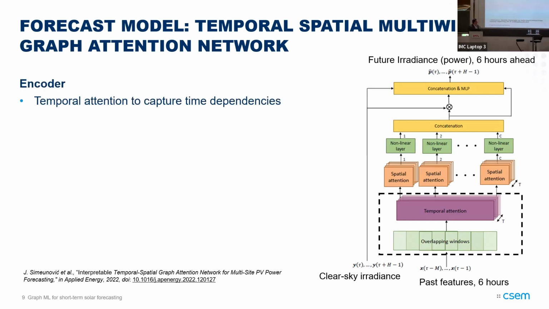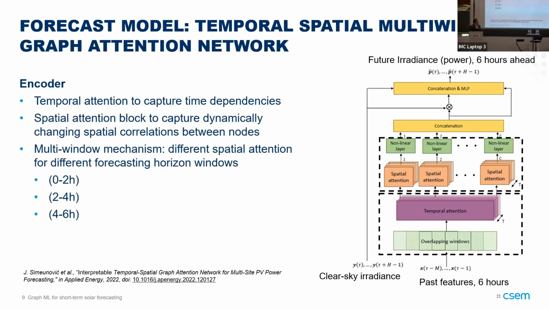Now, the first block in the encoder is a temporal attention block, and the idea with this temporal attention block is to process the temporal relationships of all the time series that come into the system. Now, the second block is the spatial attention block, where we have a special multi-window mechanism.